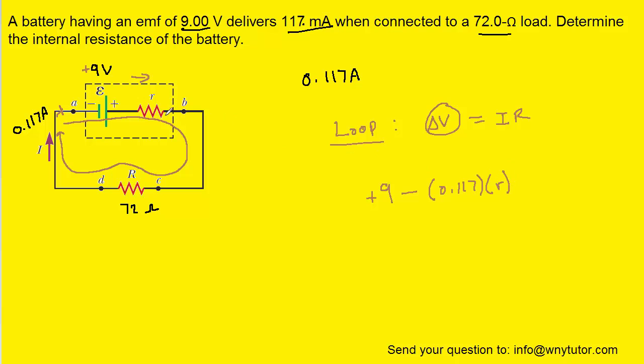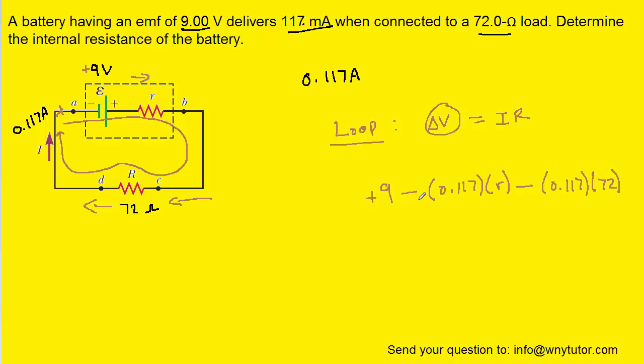We pass through that internal resistor, and then we come across this resistor over here. Once again, we're moving with the current. And whenever we move with current, we have a negative potential change. It's equal to the current multiplied by the resistance. Now that resistance is known to be 72.